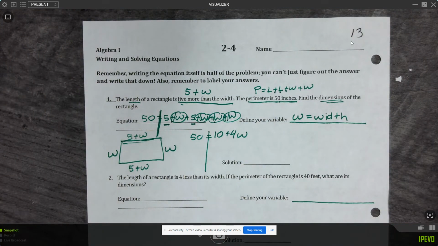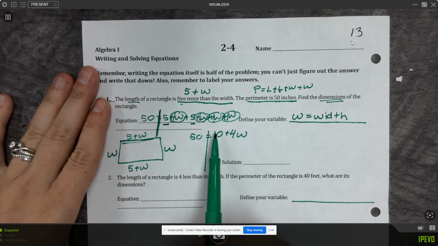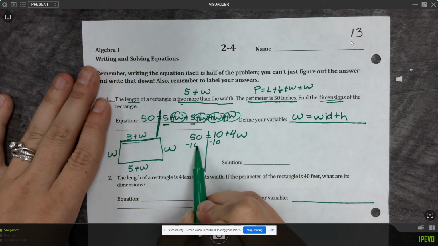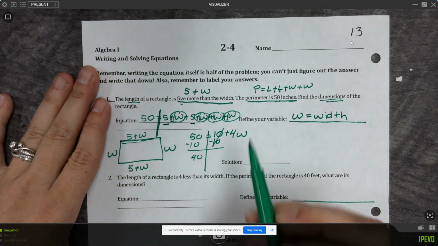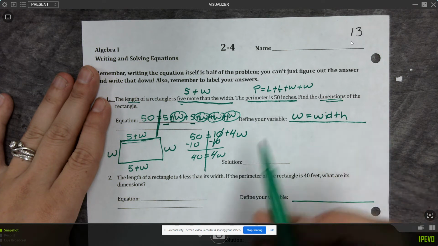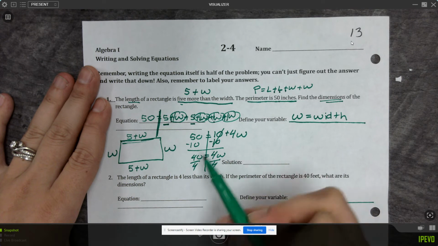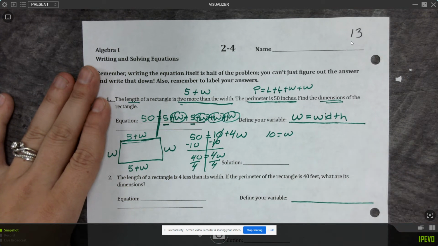You do not need to move your variable since you only have a variable on one side. You don't need to move it. Then we are going to get rid of the constant on the same side as our variable. So here's the side we're going to focus on. Your constant is the 10, which is positive, so we are going to subtract. 50 minus 10 is 40. 10 minus 10 is gone. Bring down your 4W. Then to get rid of the number, your coefficient in front of W, we are going to divide. 40 divided by 4 is 10, and that equals W.